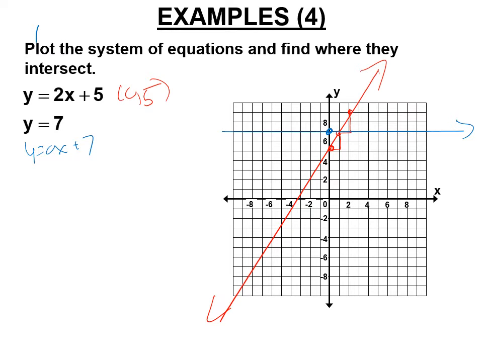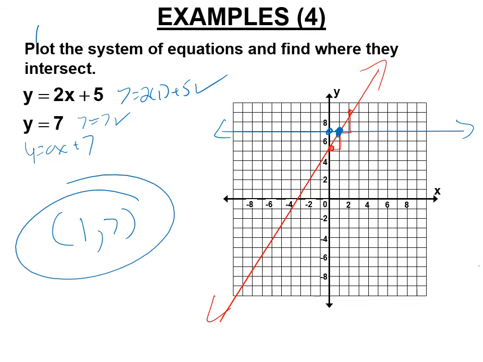So where do they intersect? First of all, realize the second equation has to have a y of 7. We're looking for a point that works in both equations. It's right there, at 1, 7. When y is 7, the bottom becomes 7 equals 7. When you put 1 in the top, you get 7 equals 2 times 1 plus 5, which is also 7 equals 7. This is the only combination that works for both equations. That's called the solution, and it's at 1, 7.